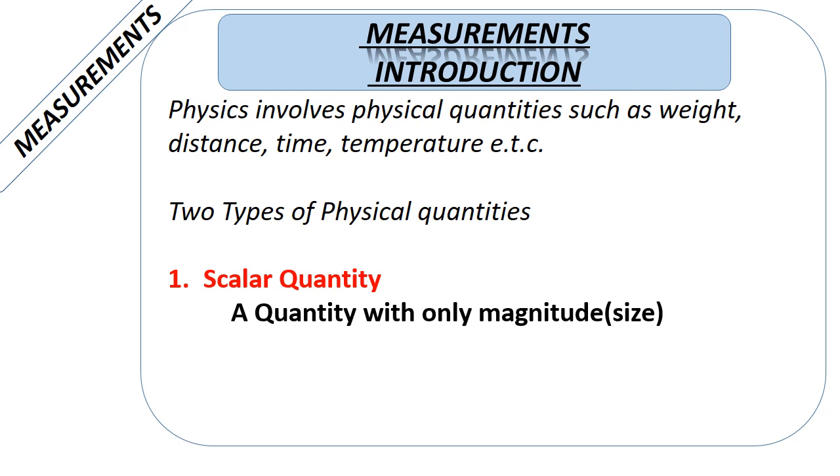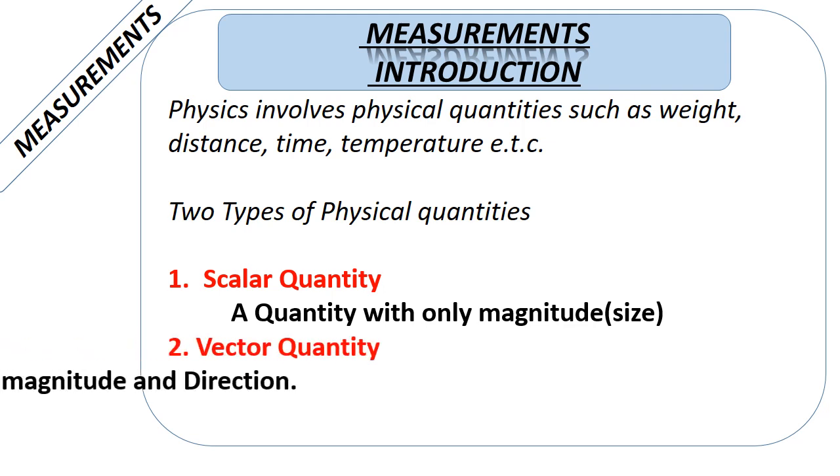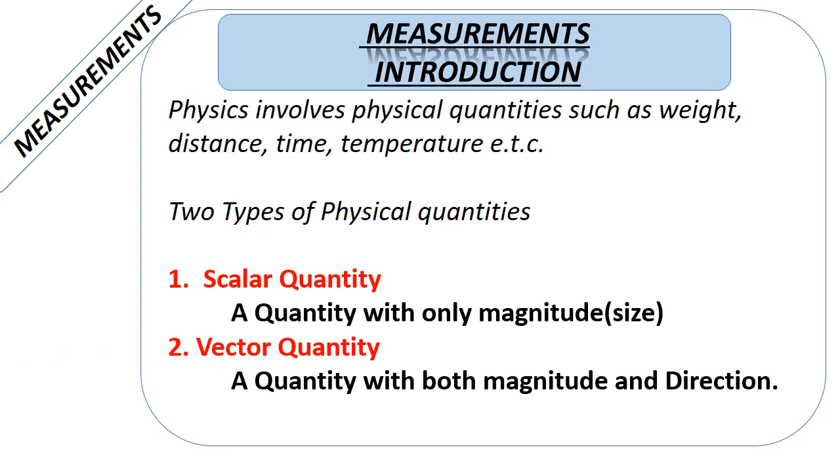I'll explain that in details. Let's go to the other type of quantity, which is called a vector quantity. So a vector quantity is a quantity with both magnitude and direction. So a vector quantity is a quantity with both size and direction.